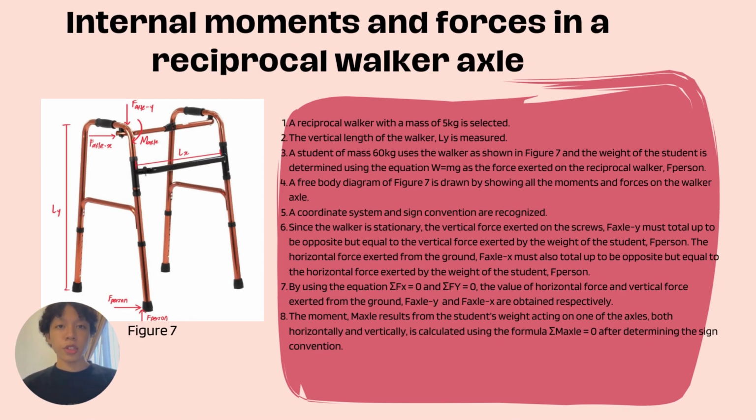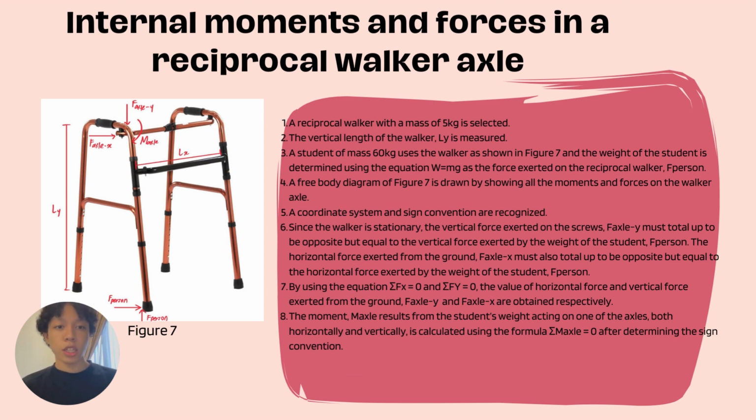Moving on to the internal moments and forces in a reciprocal walker axle. We know that the mass of the walker is 5 kilograms, and we have also measured the vertical length of the walker. The weight of the walker was also determined. Then a free body diagram of figure 7 is drawn showing all the moments and forces on the walker axle. The coordinate system and sign convention are recognized.